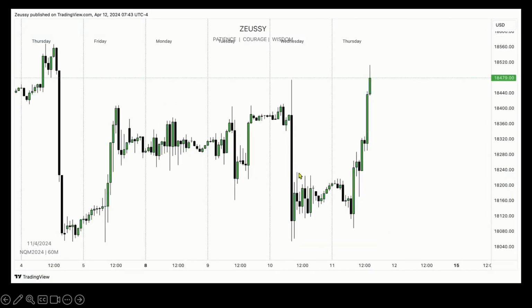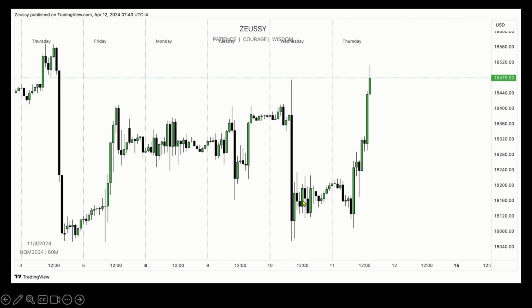If we then take a look at the next day, we can see the following. We can see that on Wednesday we had that CPI release. With CPI, the market initially manipulated higher, trading into this inversion value gap right here, forming a high and then immediately distributing lower.